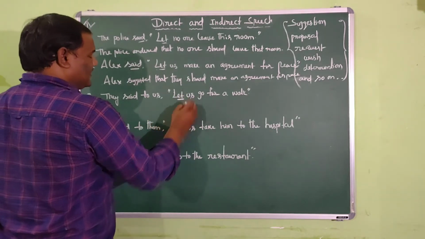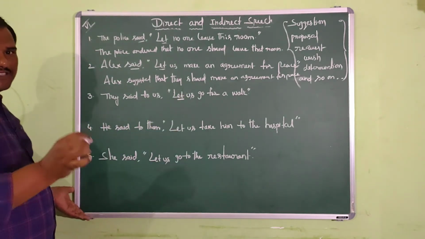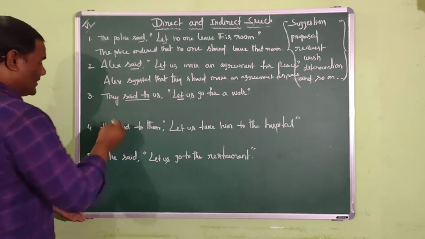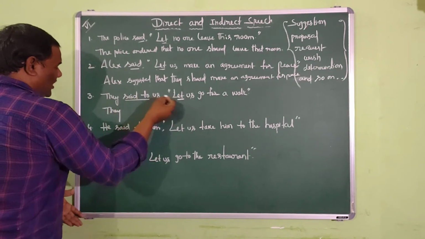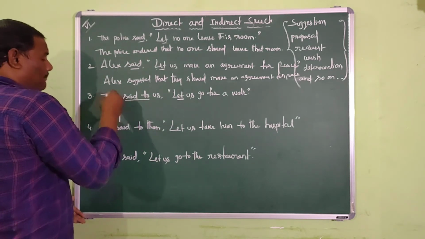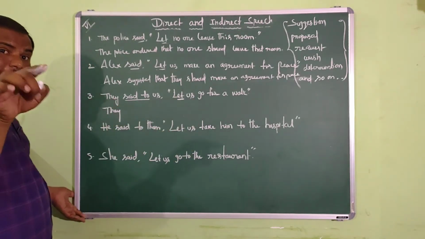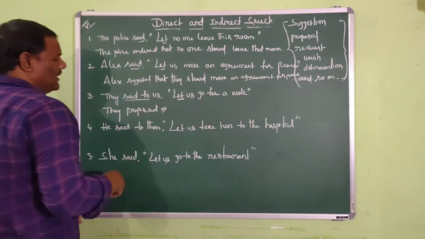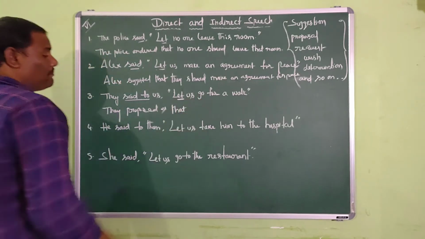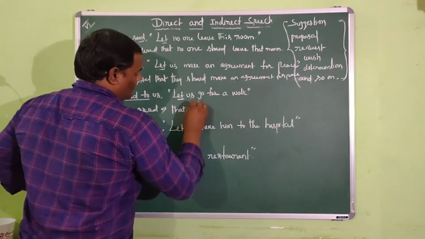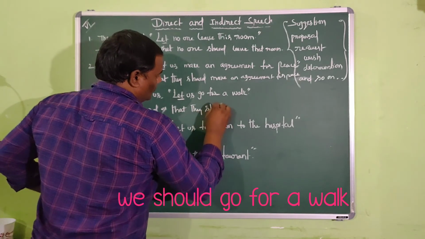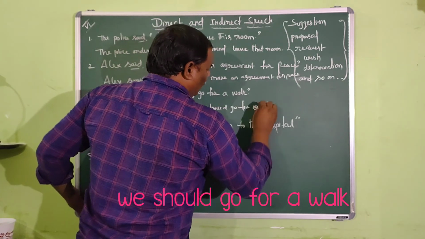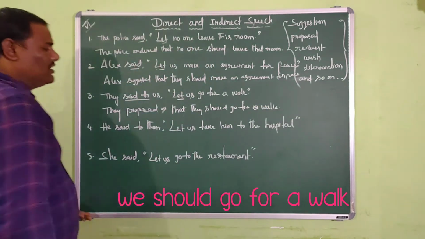Here the word let is giving us the meaning of a proposal. So here the reporting verb said to can be changed into proposed. The reporting verb became proposed because the word let is giving us the meaning of a proposal. They proposed us that they should go for a walk. So this is the answer for the third question.